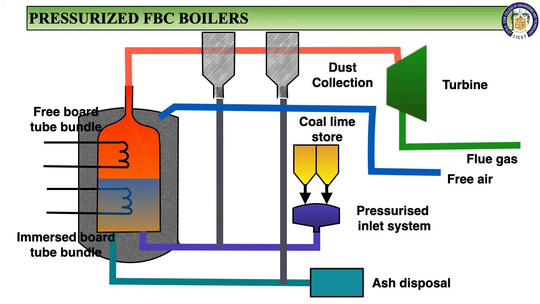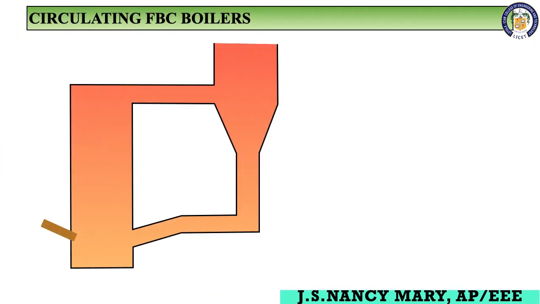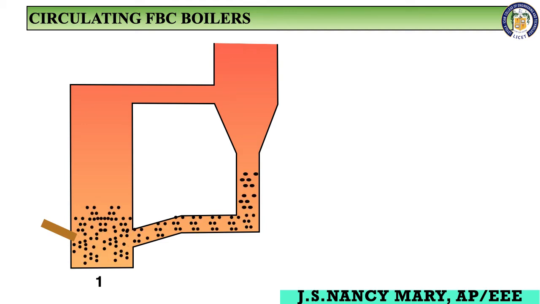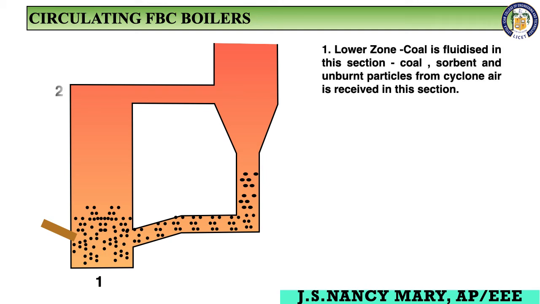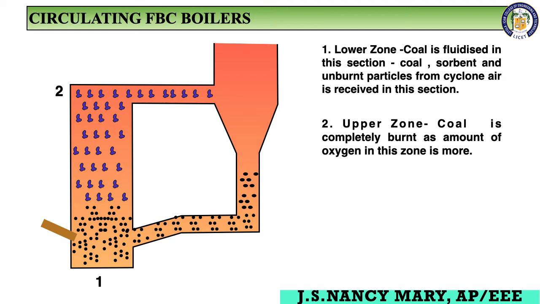The next one we are going to see is the circulating FBC boiler. The arrangement of the circulating FBC boiler is like this. The first one is the lower zone, where the coal is fluidized, and the unburned particles from the cyclone are received in this section, but it is fluidized. You know what I've told you about fluidization. Then we have the second zone, that is the upper zone. Here the coal is completely burnt, and the amount of oxygen in the zone is more because we are going to burn the coal completely. Here we have one more thing called a heat exchanger.